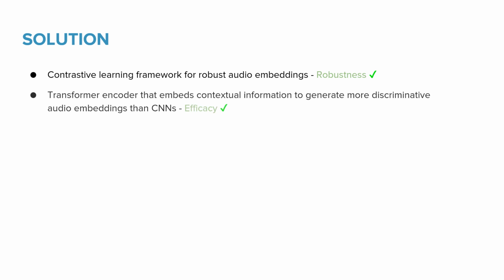As a solution, we use a contrastive learning framework to generate robust audio embeddings. Then we use a transformer encoder that embeds contextual information and generates discriminative audio embeddings. This is particularly useful when we perform fine-grained audio search to precisely locate the query timestamp.